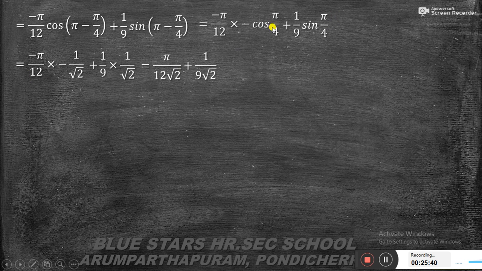So in the next step, cos of pi by 4 is cos 45 degrees, 1 by root 2, so minus 1 by root 2, plus 1 by 9 into sin 45 degrees, 1 by root 2. Therefore minus into minus plus pi by 12 into root 2 plus 1 by 9 root 2. This is the answer for the given integral.